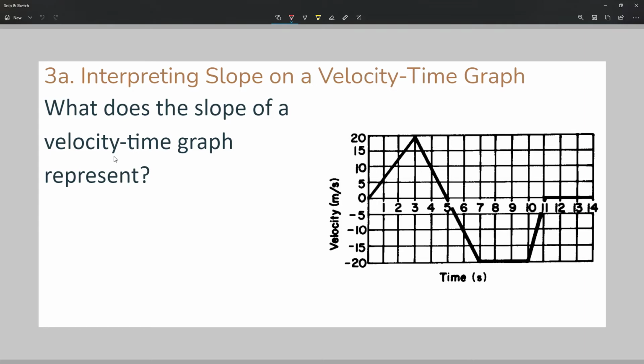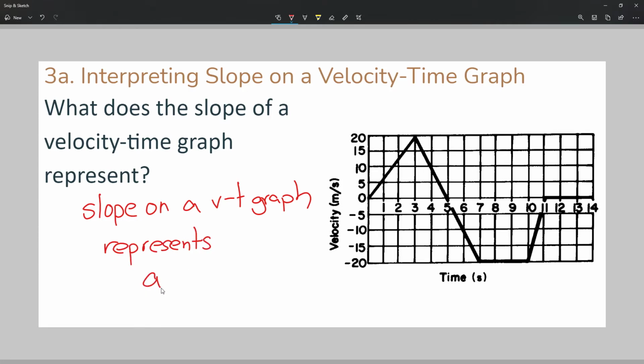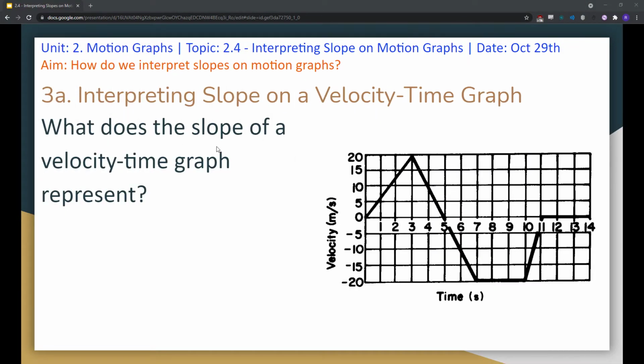Again, what does the slope on a velocity time graph represent? We did this last lesson. Slope on a VT graph represents acceleration. That's what you learned. Slope on a VT graph represents acceleration. That's what we learned.